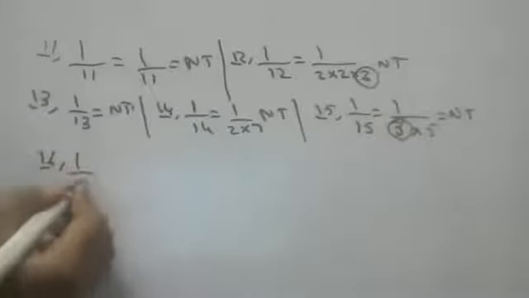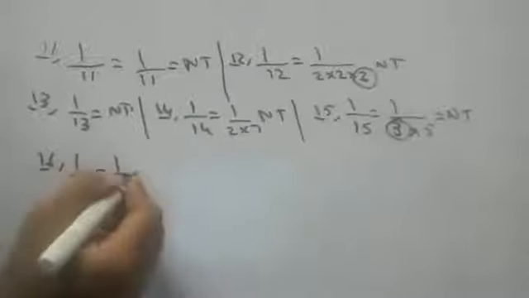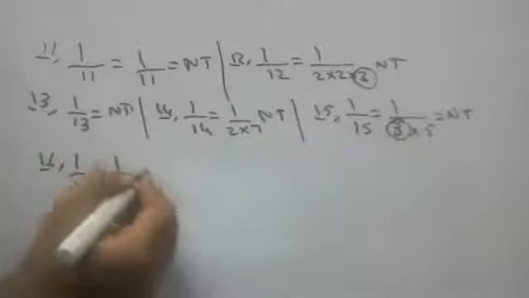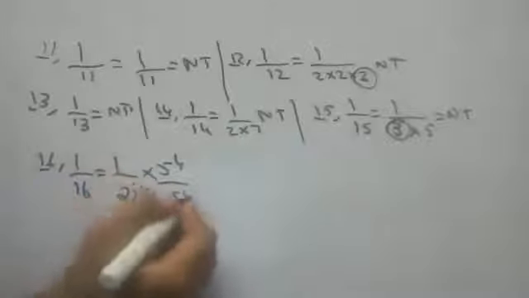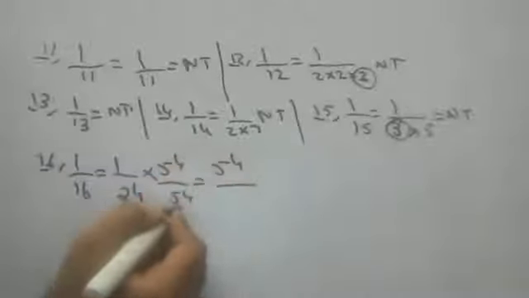1 by 16. 16 is what, children? 1 by 2 to the power of 4. Yes, it is terminating. Once it is terminating, multiply and divide with 5 to the power of 4, because 2 to the power of 4 means 5 to the power of 4. So 5 to the power of 4 by this, how much, children?